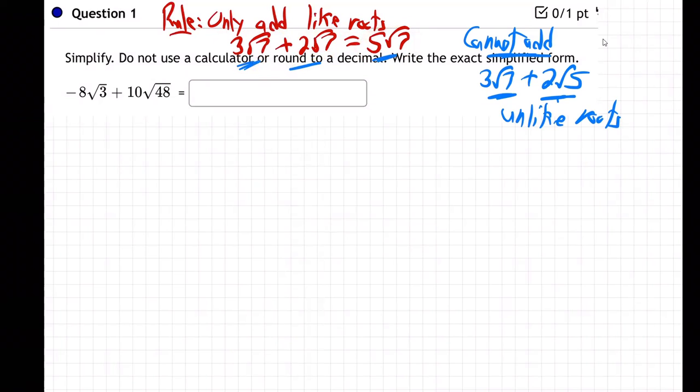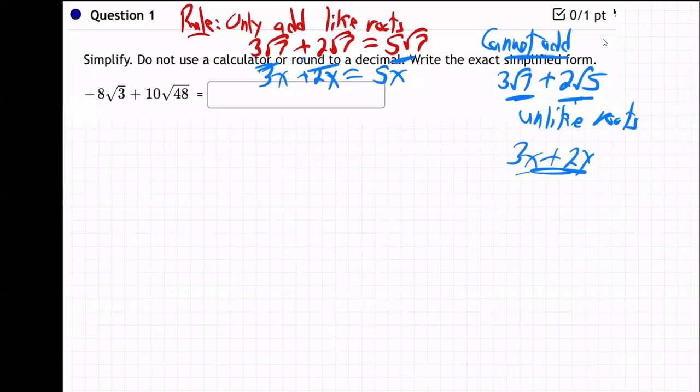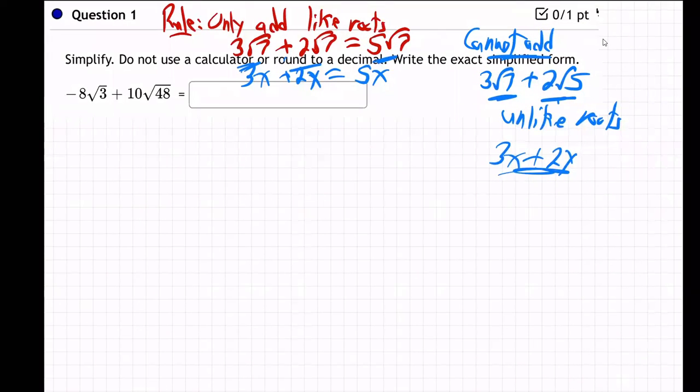So, it's just like with letters, like 3x and 2y, those are unlike, we can't add them, but 3x and 2x, we can add them and it's 5x, right? Same thing. Roots are just like letters. You can only add like terms. Okay, anyway, getting back to this one, let's deal with this.